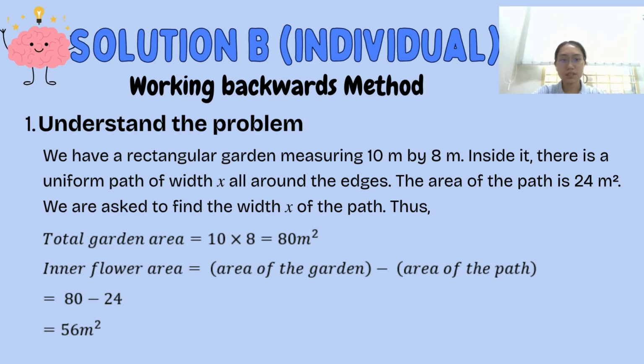So the first step is to understand the problem. Here we know that we have the rectangular garden measuring 10 meters by 8 meters. Beside it, there is a uniform path of width x all around the edges, and the area of the path is 24 meters squared. So we are asked to find the width x of the path. Thus, we know that the total garden area is 80 meters squared, which is 10 multiplied by 8. And the inner flower area is the area of the garden minus the area of the path, which is 80 minus 24 equals 56 meters squared.